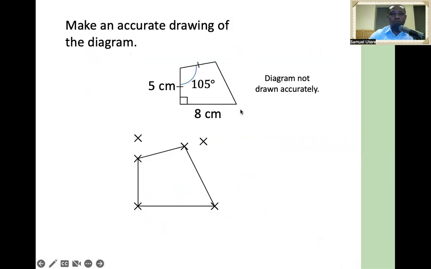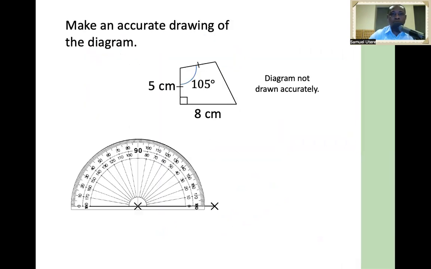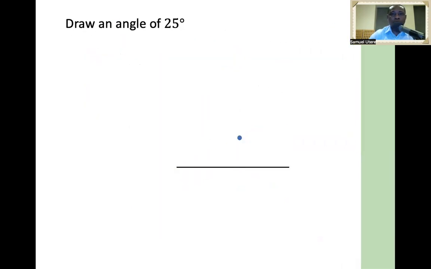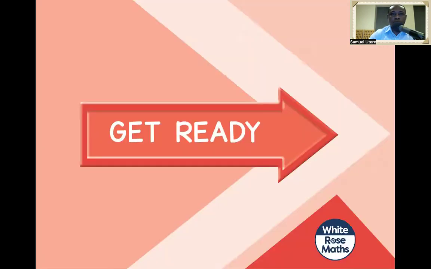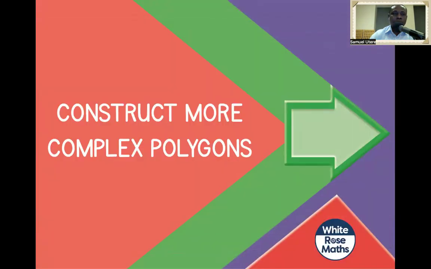So, in your previous lesson, you learned how to construct different triangles. They were side, side, side triangles, angle, side, angle triangles, and side, angle, side triangles. In today's lesson, you're going to learn how to construct more complex polygons using the same techniques and tools that you used in your previous lesson.